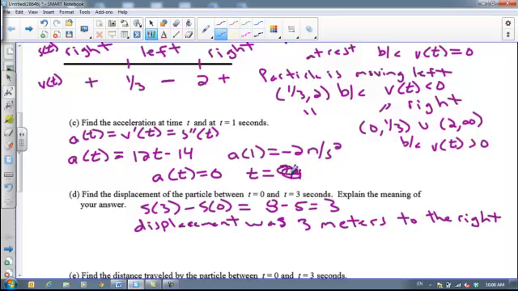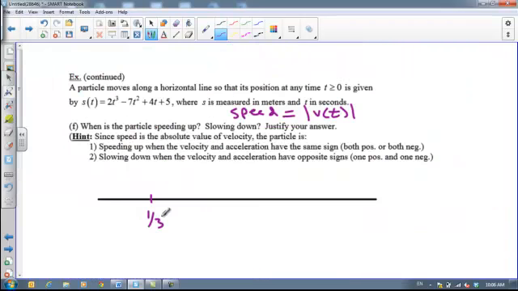No, I don't think it's 7/4. It's going to be 12t minus 14 equals 0. Let's just write it out. So 12t equals 14. So t equals 14 over 12. I think it's 7/6. Yeah, 7/6. I shouldn't have tried to do that in my head. So I'm going to put 1/3, 7/6, and 2 on my number line, because that's when my velocity would change sign.